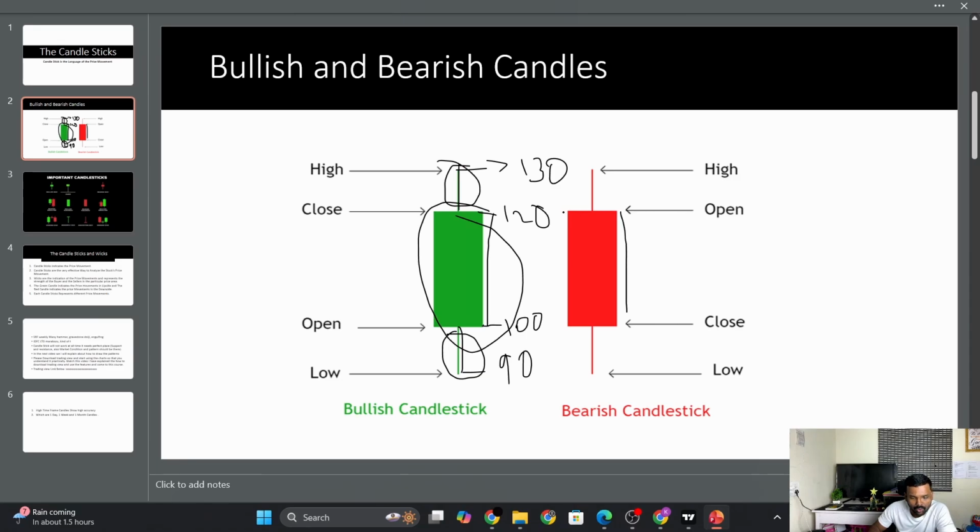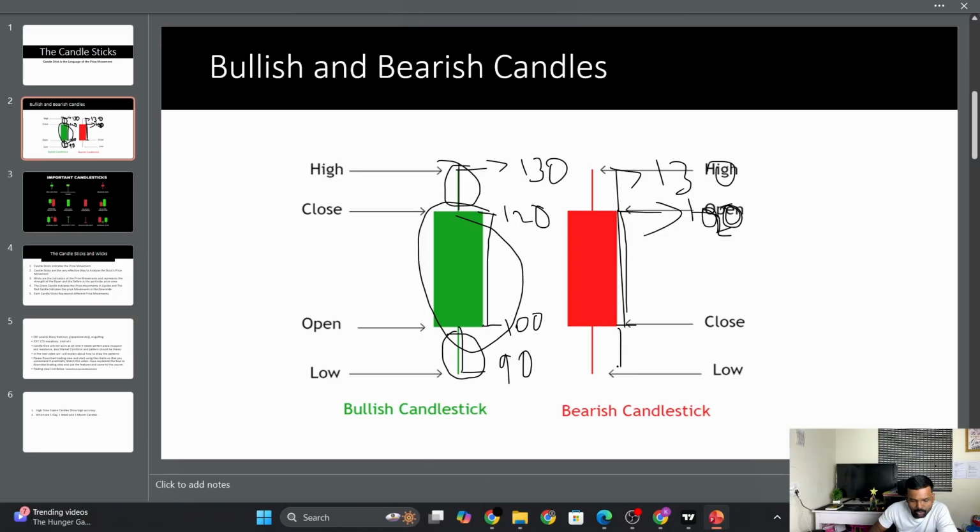Okay, so the price opened here at 100, then it tried to move up. Okay, let's assume this 120 itself. The price started at 120 and it tried to move up to 130, but there are a lot of sellers. So due to selling pressure, the shares got sold and the price came down up to this area.